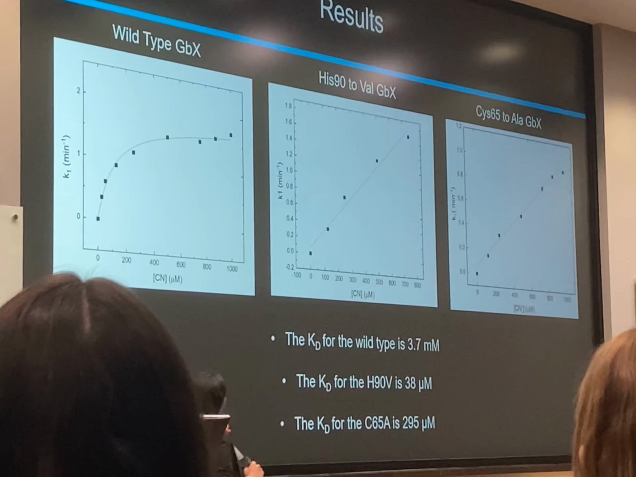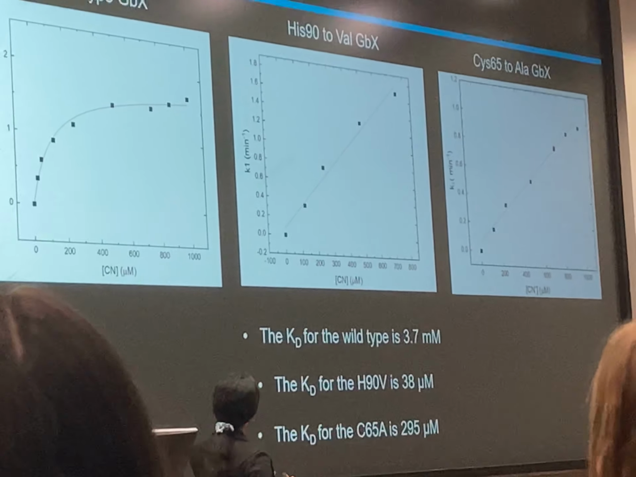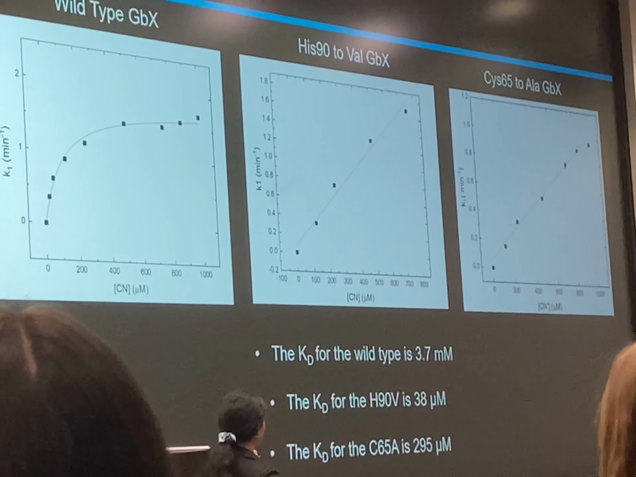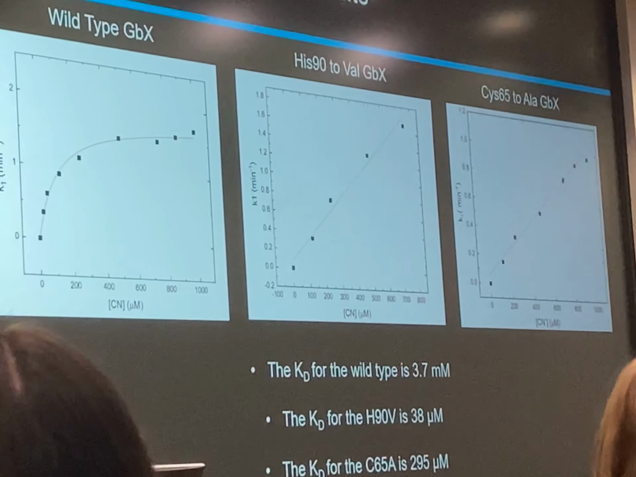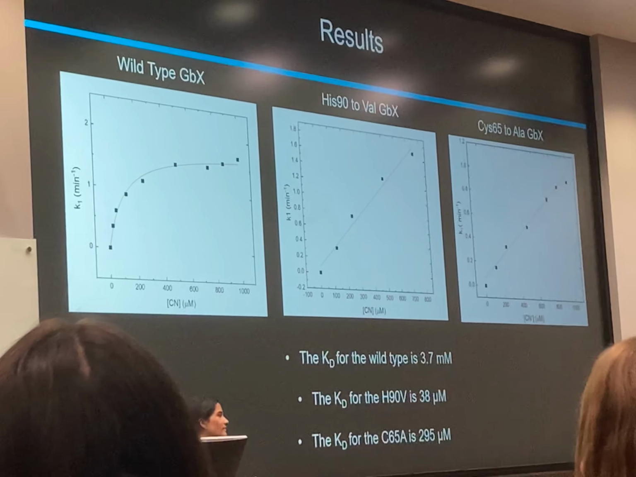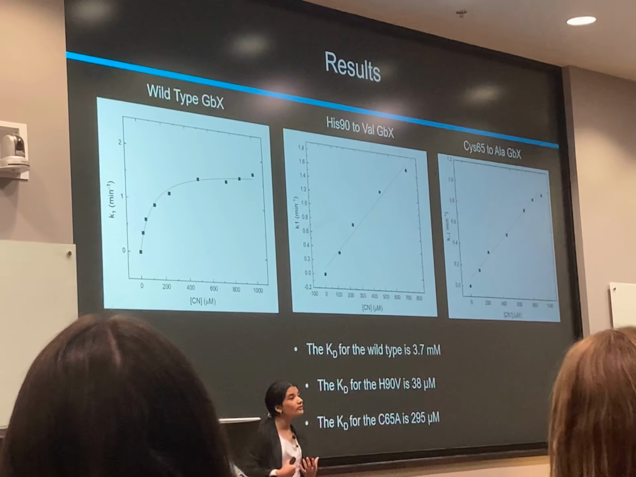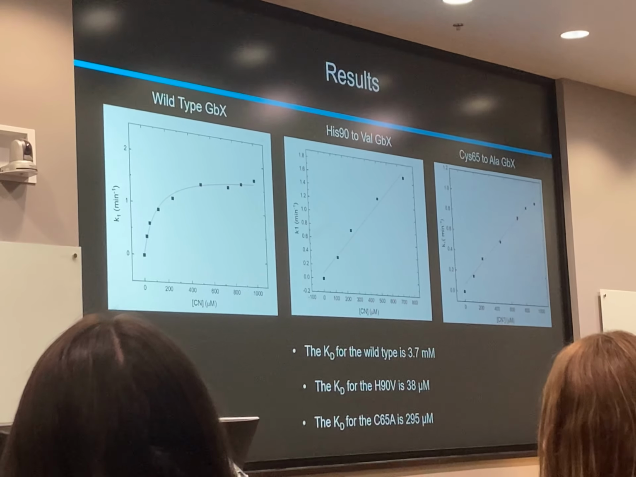Now, in the histidine to valine mutant, we see a linear relationship between the rate constant and the cyanide concentration. This is because now that we mutated that histidine to valine, that histidine is no longer acting as a rate-limiting factor. It is no longer limiting how quickly the cyanide can bind to the globin X.